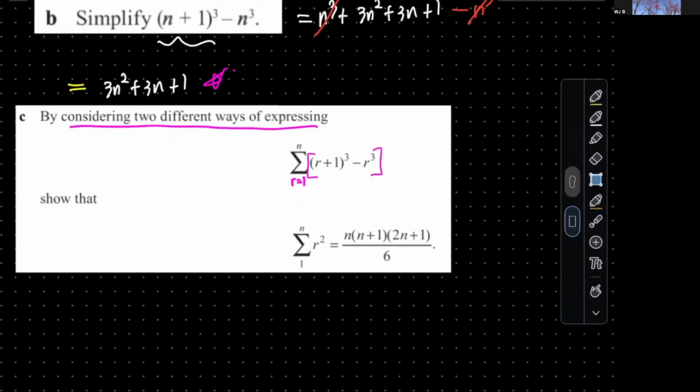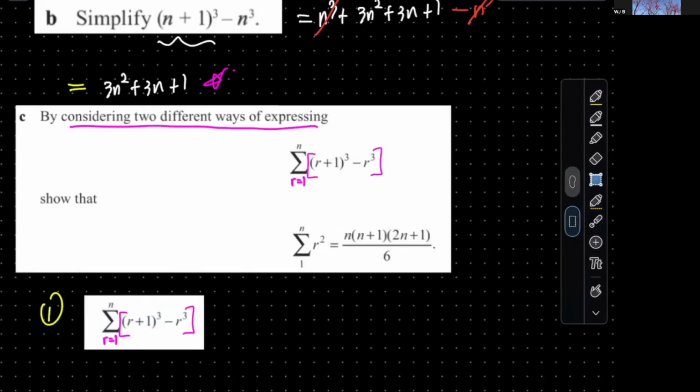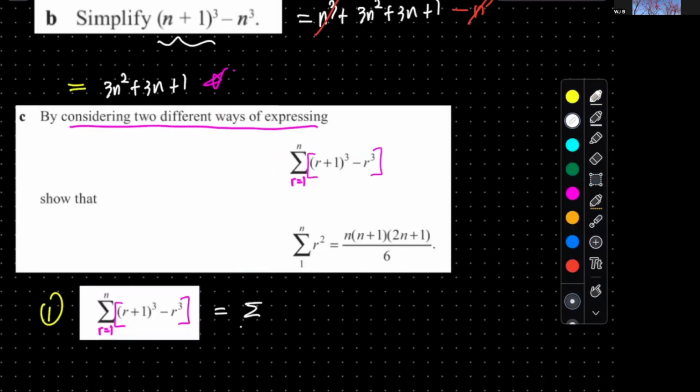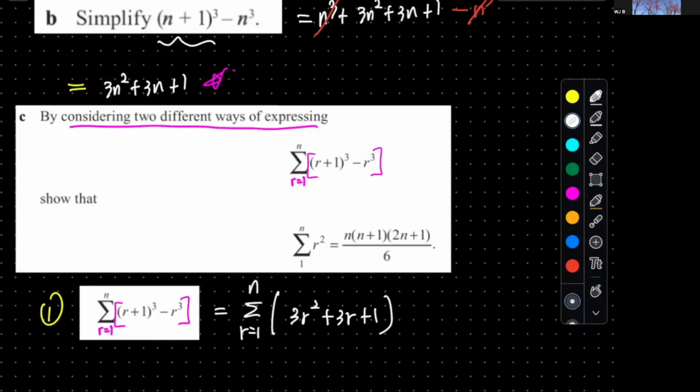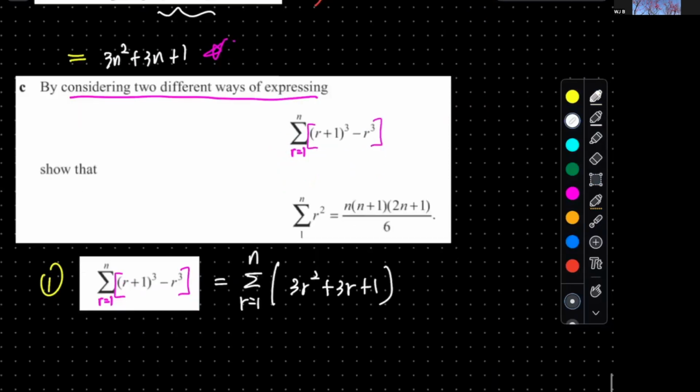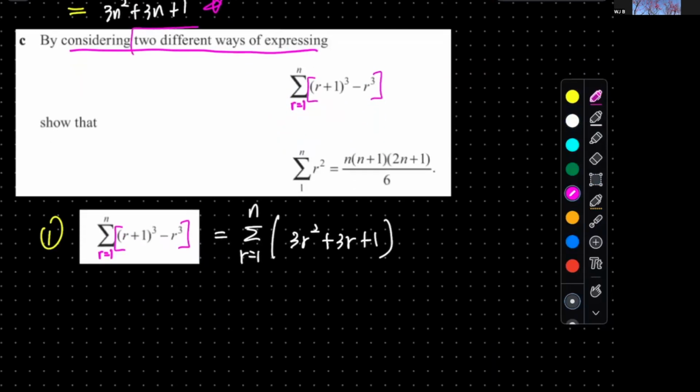So the first way of simplifying this is to express it as sigma r equals 1 to n of, well, we already simplified before, but the sigma is in terms of r, the index. So I'm going to put 3r squared plus 3r plus 1. That's one way to simplify this series. But the question asks you to find two different ways. So what, guys, will be the second approach to express this difference of cubes of a series? I want you to please tell me.